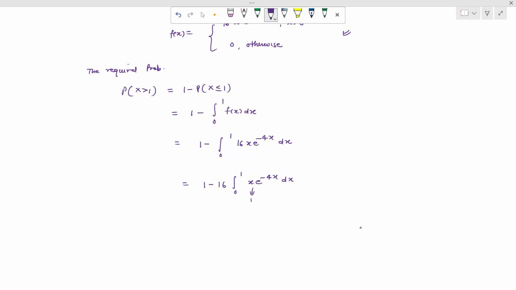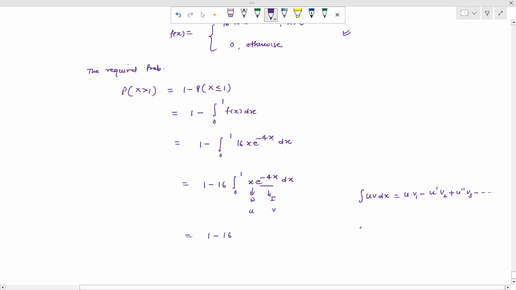So this is for differentiation. This we consider for the integration. So here we use this as u and v. We already know the formula when we integrate the product function uv dx. We say u into v1, where v1 means one time integration, minus u dash, one time differentiation of u, into v2, two time integration of v, plus u double dash, two time differentiation of u, into v3, three time integration of v, and so on. So we write down 1 minus 16.